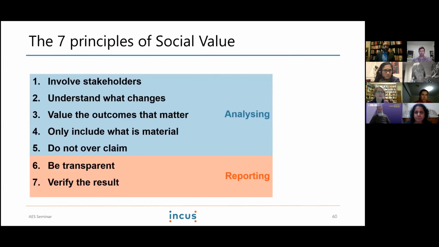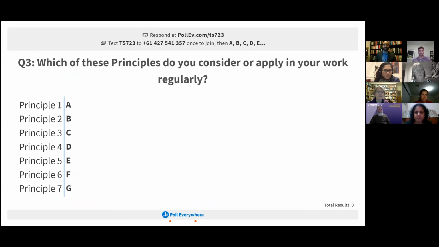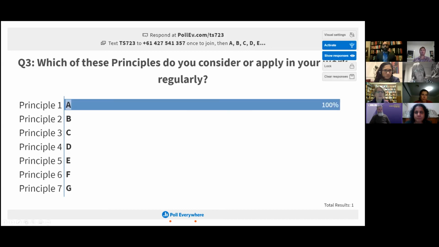So yeah, we're getting close to time, so I'm just going to wrap up quickly. We've got the 7 principles of social value there. And before I get to the questions, as I let you have a chance to put some questions in the chat, I'd love for you to fill out the survey we had at the start again, just to get a sense now that you've understood some of those principles, or at least know a little bit more, which of these principles do you consider apply in your work regularly? So please go back to that link and fill that in, and as well put some questions in the chat, and I'll try to get to those.